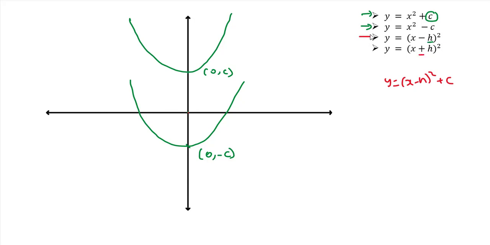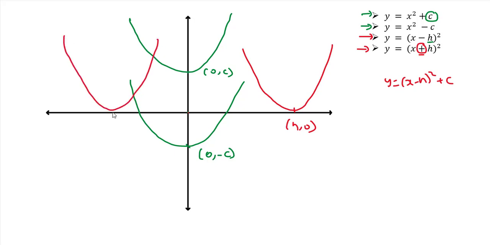So if you plot this equation, y equals x minus h the whole square, your vertex will shift h units along the x-axis. So your graph will look like this. So the coordinate of this point will be h comma 0. And if you plot the fourth graph, it will be y equals x plus h the whole square. Because it is plus, it will move h units along the negative direction of the x-axis. So your graph will look like this. So the coordinate of this point will be minus h comma 0.